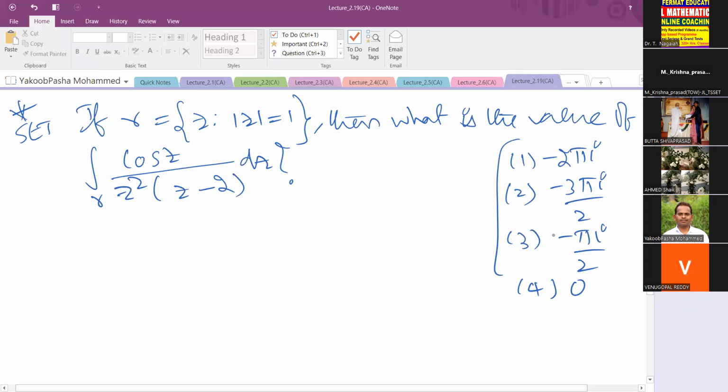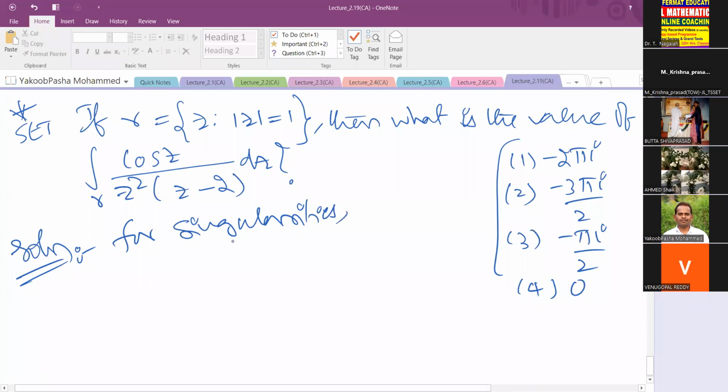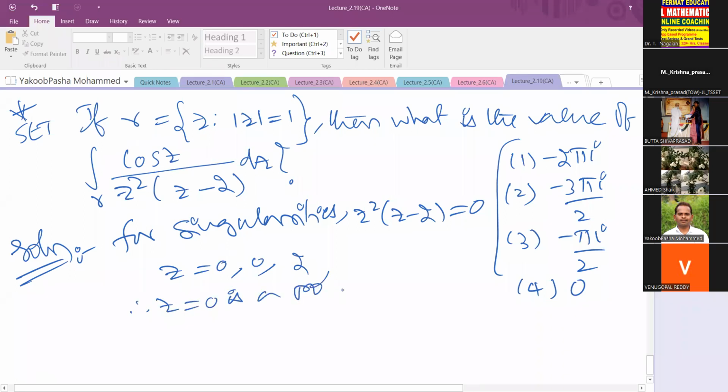That means first we have to calculate the residue, then the integral. For singularities, the denominator z square into (z minus 2) is 0. That is z is equal to 0, 0, 2. Therefore, z is equal to 0 is a pole of order m is equal to 2.